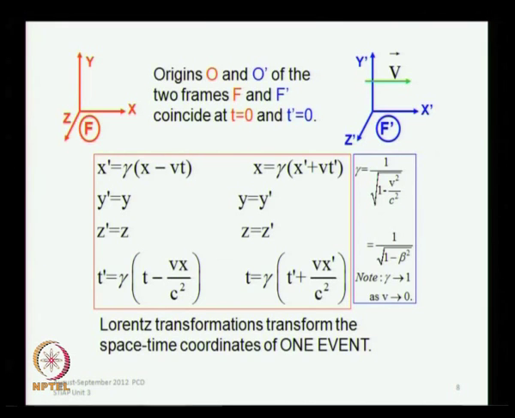So, now the reconciliation comes from the fact that the laws of transformation between the coordinates in one frame of reference and another frame of reference are no longer Galilean. They must be modified, and they are what are known as Lorentz transformations. And these transformations transform not just the space coordinates, but also the time. So, time is no more to be treated as absolute.